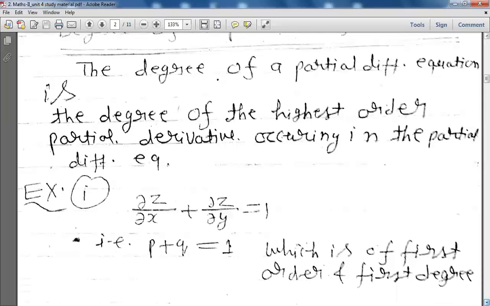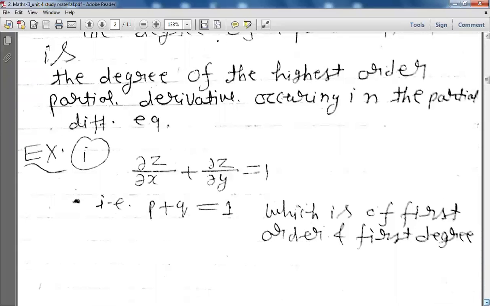First example, del z by del x plus del z by del y equal to 1. In other form, we can write this partial differential equation as p plus q equal to 1. In this example, the highest order partial derivative is of order 1 and its degree is 1. This is a partial differential equation of first order, first degree.